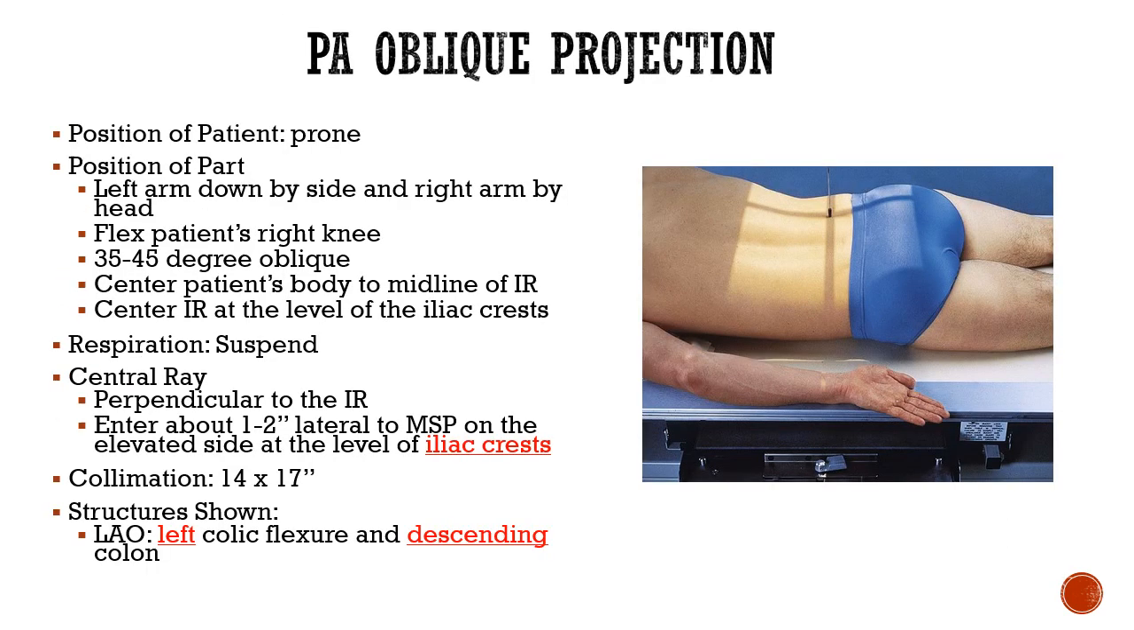In the LAO position, which is what is shown here, the patient is prone. We're going to have the same instructions we had for the RAO, and we're going to use the same central ray directions as well. But this time, since we're doing an LAO, we're going to see the side down, which is the same as if you were doing an RPO. The RPO shows the side up, the LAO shows the side down. So we're going to see the left colic flexure and the descending colon in this case.